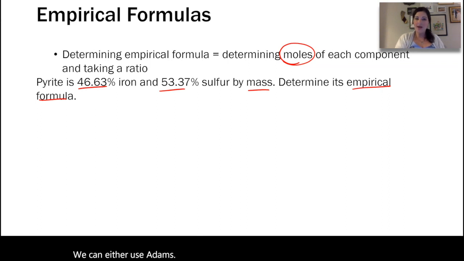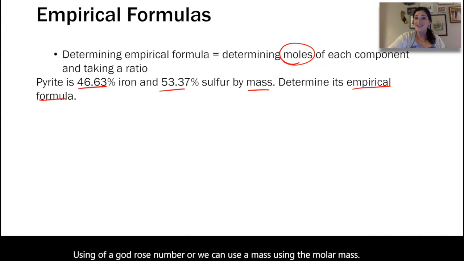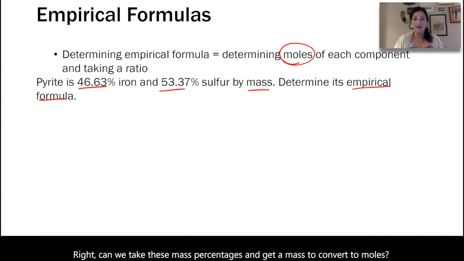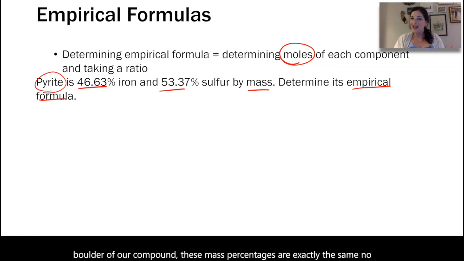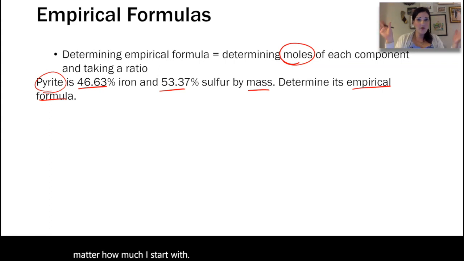Right? Can we take these mass percentages and get a mass to convert to moles? Well, yes, we can, because remember what we talked about in the very first video with the law of constant composition? The law of constant composition says that no matter how much I have, whether I have a tiny speck of our compound or a huge boulder of our compound, these mass percentages are exactly the same no matter how much I start with.